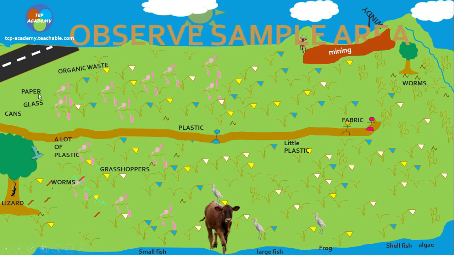Look at organic waste, paper, plastic cans. A lot of plastic here, just a few plastic here, a little bit of plastic here. We are seeing some fabric here. You have to pay attention to that. Now look here, we're having another area. Here it's all brown and it suggests that mining is taking place in this area. We're seeing an animal here as well.